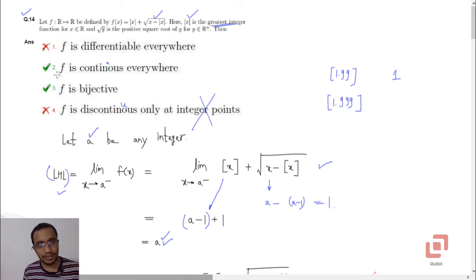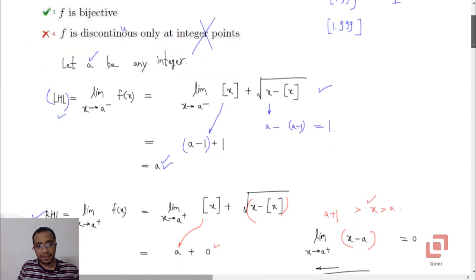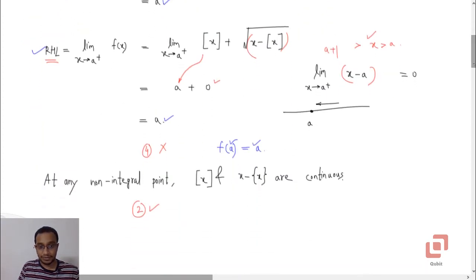Now let us go to option 2, which says f is continuous everywhere, and this should be the case because at any non-integral point we know that floor of x is continuous. And x minus floor of x will also be continuous, right? Because that is the fractional part function, which is discontinuous only at integers. So if x minus floor of x is continuous at any non-integral point, so will be its root.